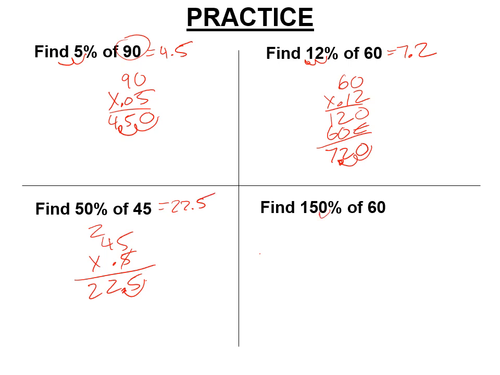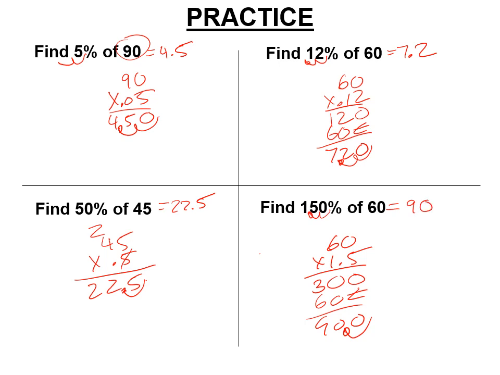150% of 60, 60 times 1.5. 5 times 0, 5 times 6 is 30. Step over, 1 times 0, 1 times 6. Move the decimal once, right? 100% of 60 would be 60. An extra 50% would get us up to 90. 150% of 60 is 90.